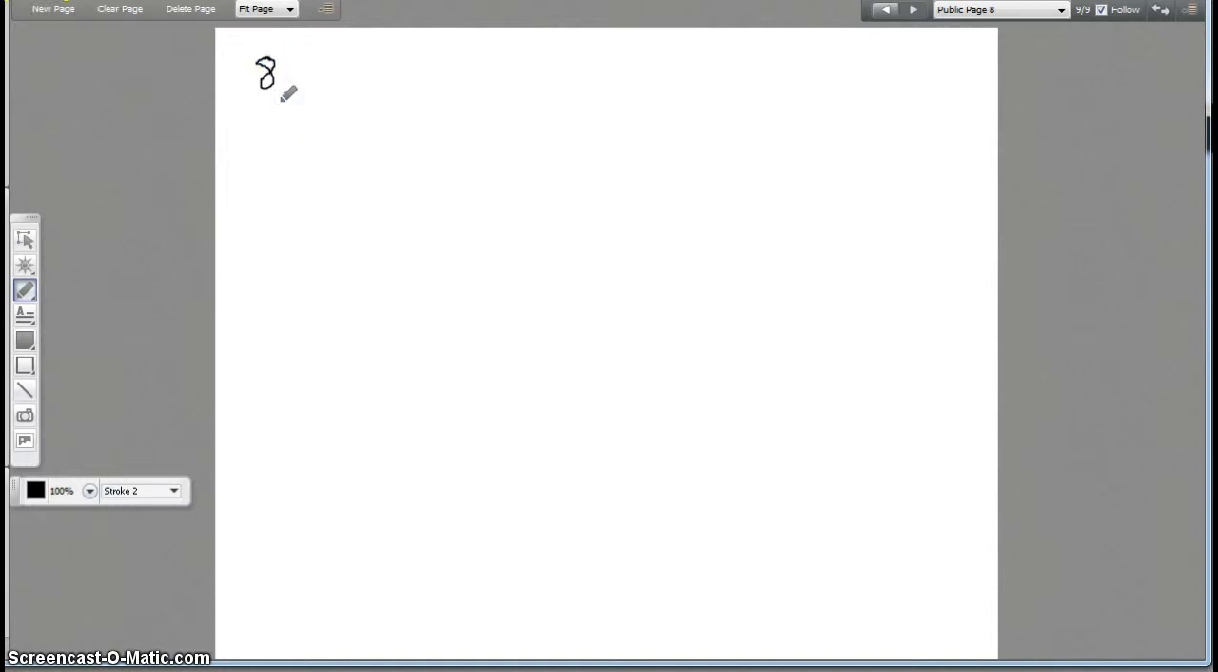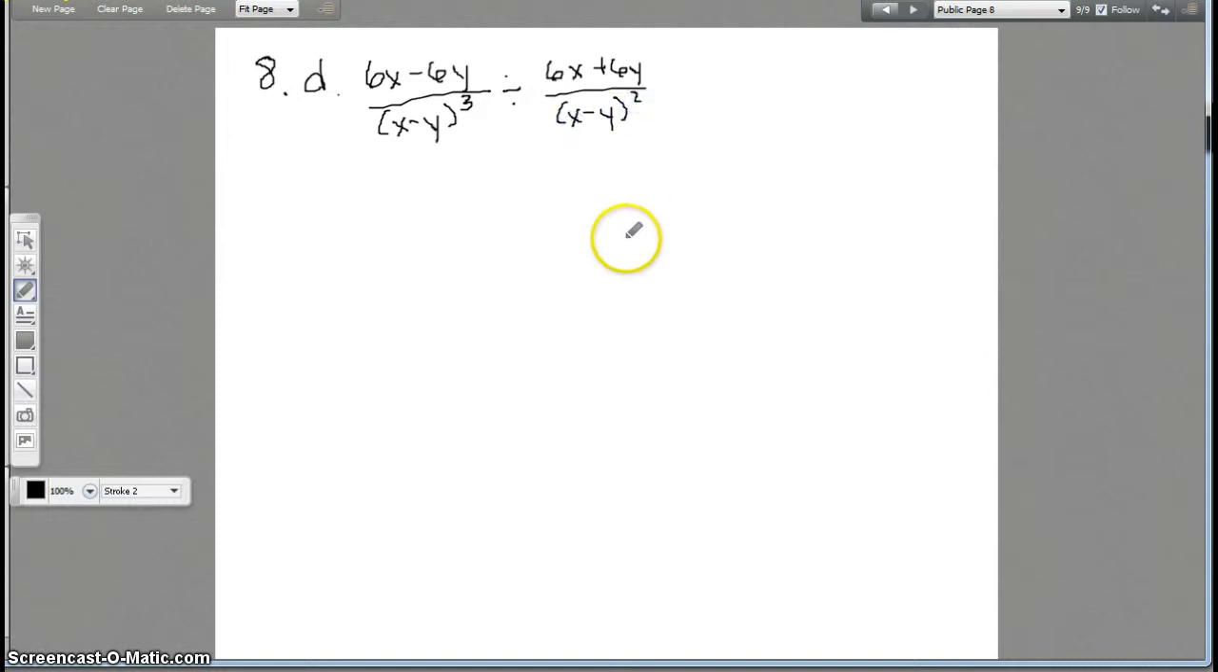Problem number 8 says, express each of the following quotients as a monomial or fraction in simplest terms. You must simplify your answer at the end. So we're going to skip straight down to part D. Looking at number 8, part D, the problem says (6x minus 6y) over (x minus y) cubed, divided by (6x plus 6y), and that's divided by (x minus y) squared.